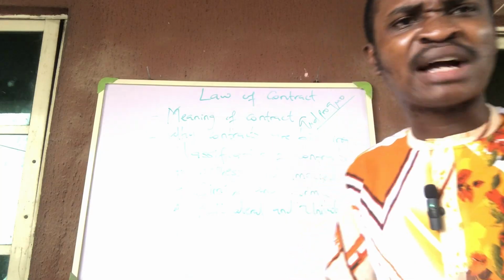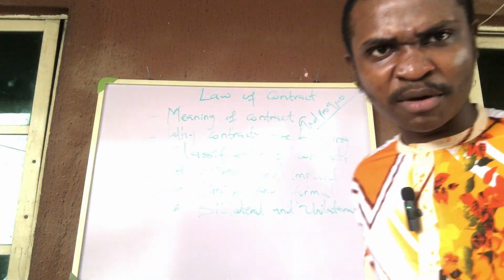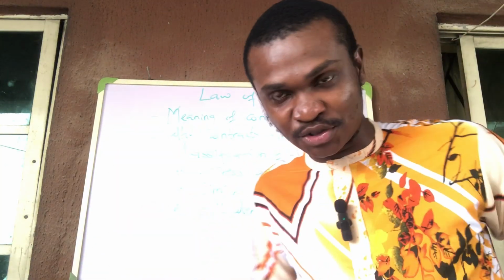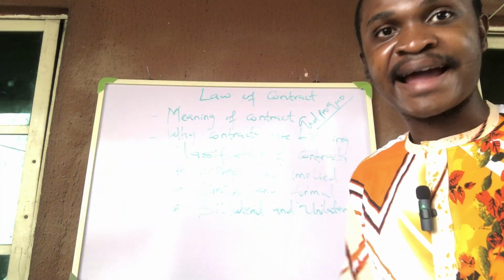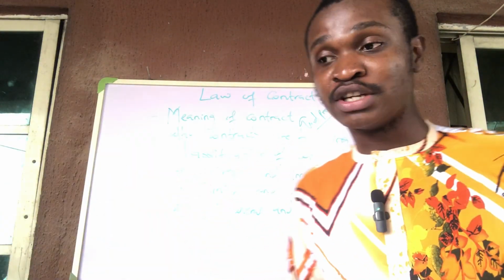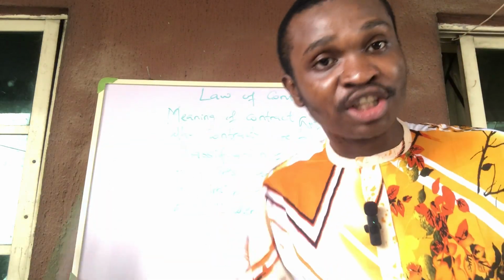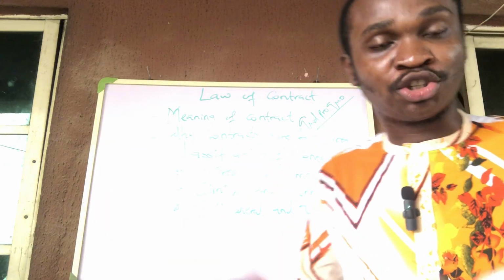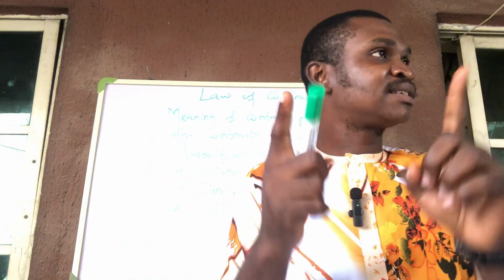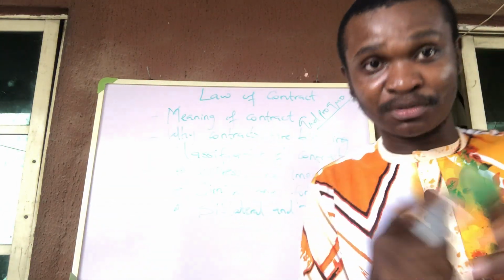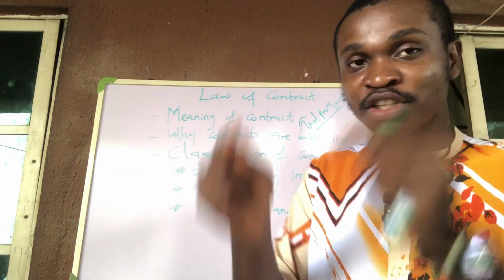Now, we've seen what contracts are. Contracts are generally agreements between two or more parties that the law will enforce. So that when you do not do your own part of the bargain, I can sue you to court, and the court will give me judgment. For me to sue you to court, it means that the contract already is binding, because the law is enforcing it. So the contract is binding.